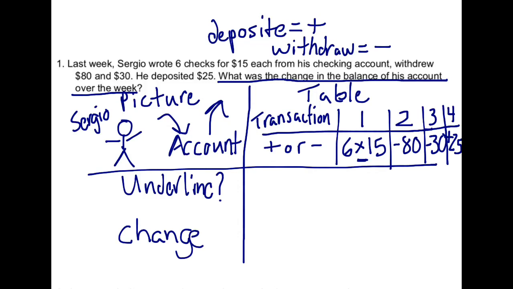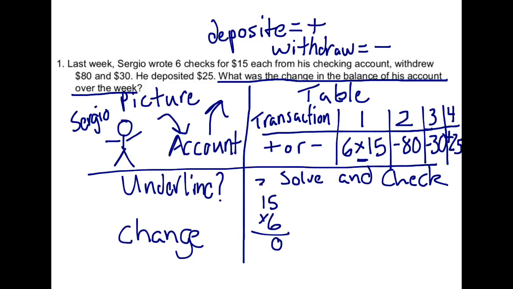So in this last box, it's my solve and check. I'm going to solve it and just check to make sure it's correct. So first I've got 15 times 6. 6 times 5 is 30. 6 times 1 is 6 plus 3 is 9. So I got negative 90 because I said it was going to be negative because when you write checks you're taking it out of your account. I've got negative 80, negative 30, and positive 25.